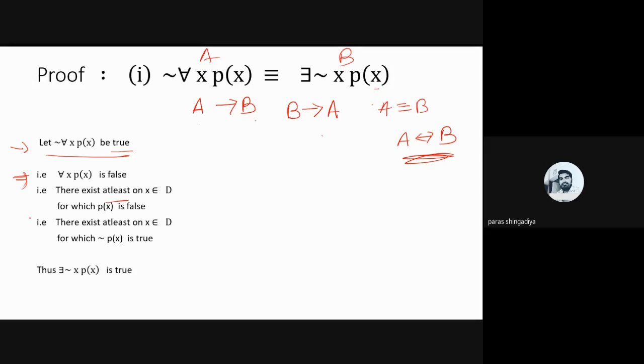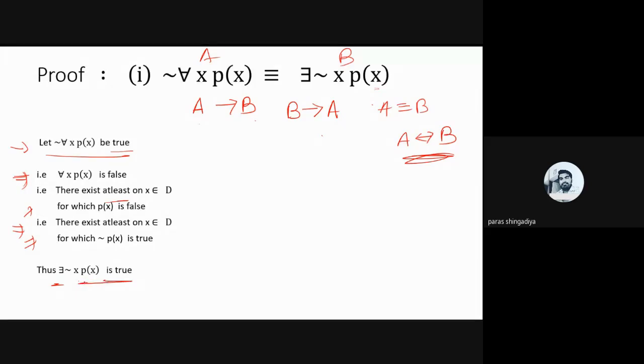So we can write this condition based on the previous one. There exists at least one x belonging to D for which Px is false. Therefore there exists at least one x belonging to D for which negation Px is true. There exists one value from the domain where negation Px is true. So how can we write this in notation? Where negation Px is true, it means that there exists one x belonging to D where negation Px is true.